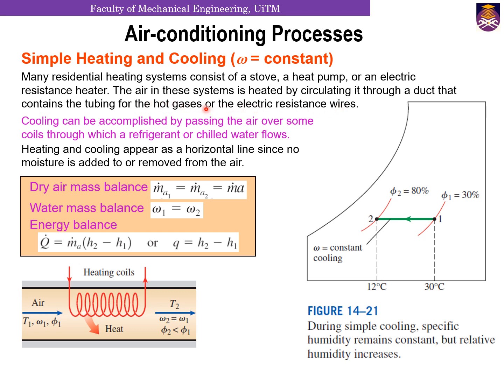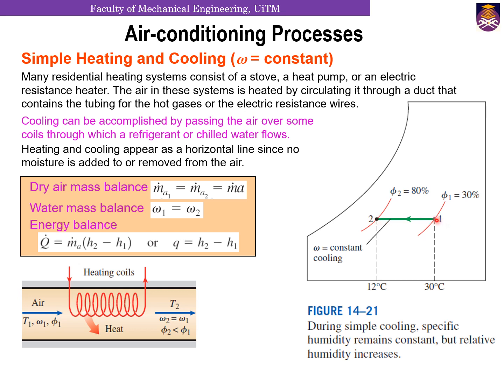Now, if you want to do cooling, you can do the same setup, but instead of having heat here, you can then pass the air over some coils through which a refrigerant or chilled water flows, right? So heating and cooling appears as a horizontal line since no moisture is added or removed from the air. So this statement, you can refer to the psychrometric chart here. For an example, if you want to cool the stream of air from 30 degrees Celsius to 12 degrees Celsius, you will see that the line moves in a horizontal direction because you are not humidifying or dehumidifying anything.